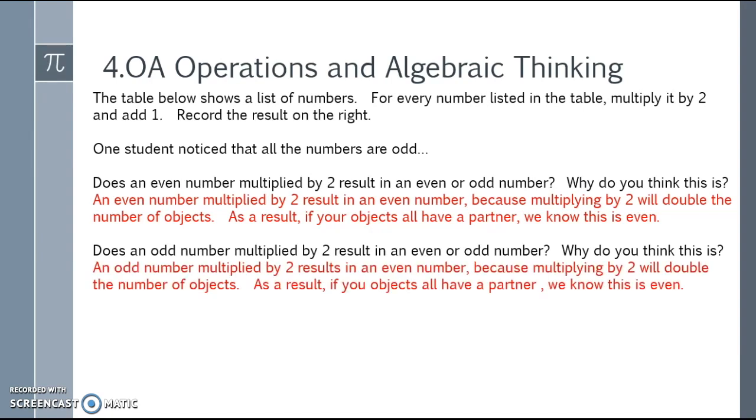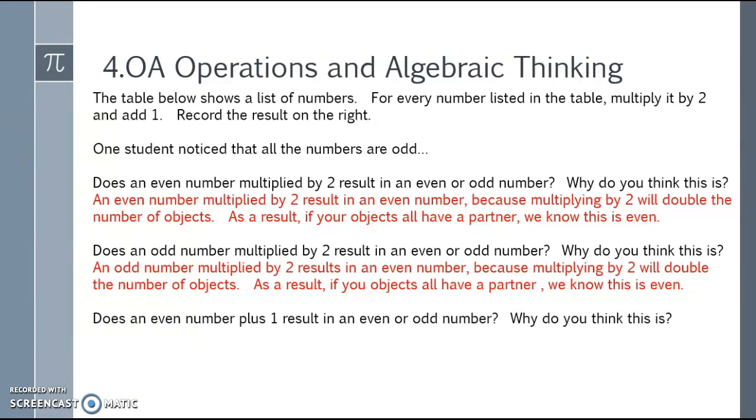Well, when we start with an odd number, it will also result in an even number. Because we start with an odd number of objects, not everybody has a partner. But as soon as we double the amount that we have, that last piece that did not have a partner will now have a partner and everyone will have a match, therefore giving us an even number.